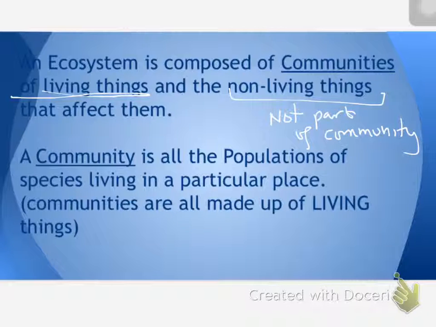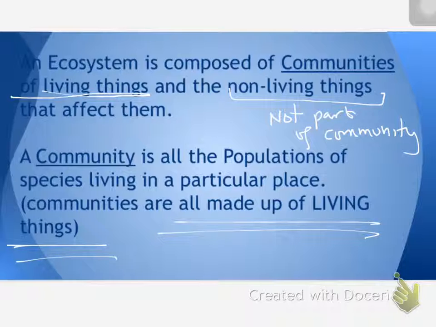So in a forest ecosystem, the community might be made up of a population of white-tailed deer, a population of raccoons, a population of rabbits, a population of bacteria, a population of Scotch pines, a population of red maple trees, a population of sycamore trees, a population of black rat snakes, a population of earthworms, a whole collection of populations of bacteria. Bacteria and fungus are really important in forest ecosystems. But communities are all made up of entirely living things.